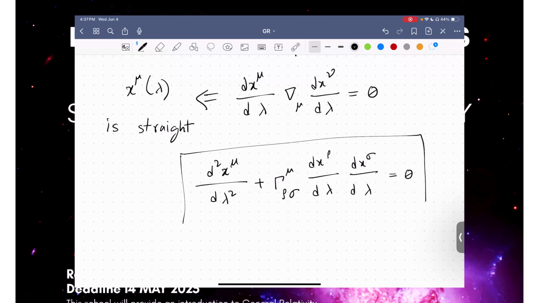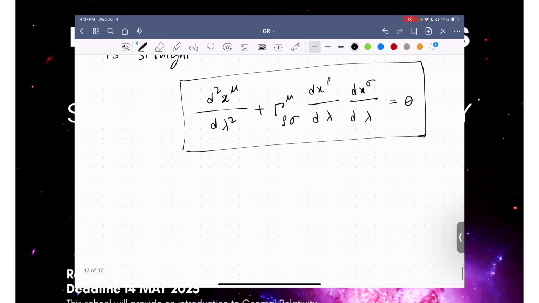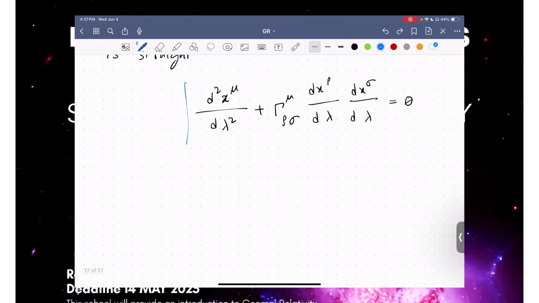So this, of course, is an important equation. I should remember to use colors. So this is our straight line equation.